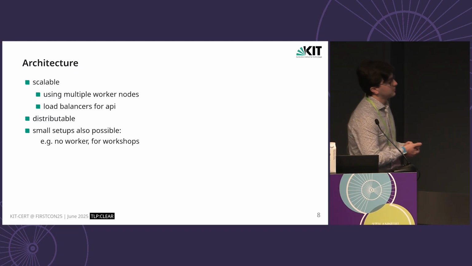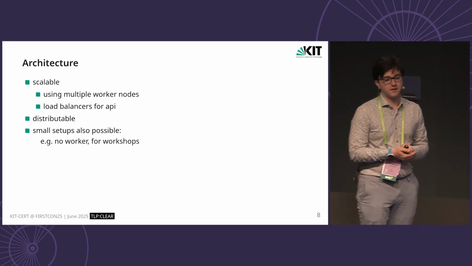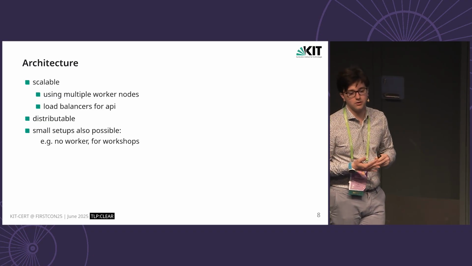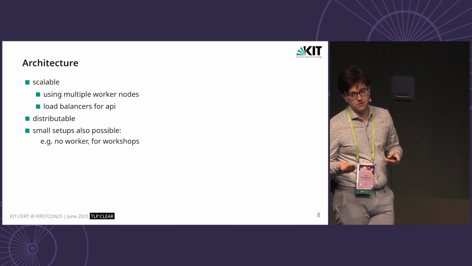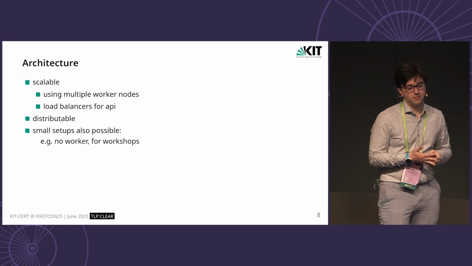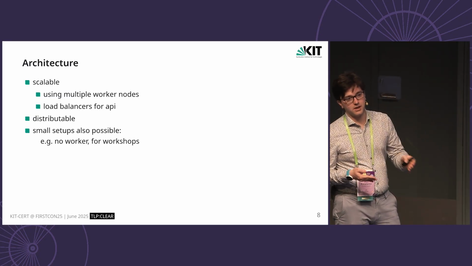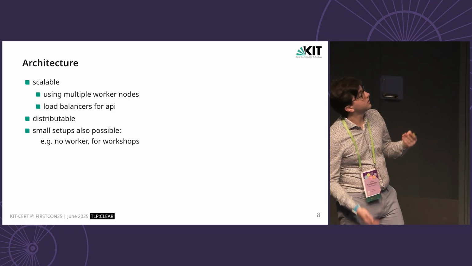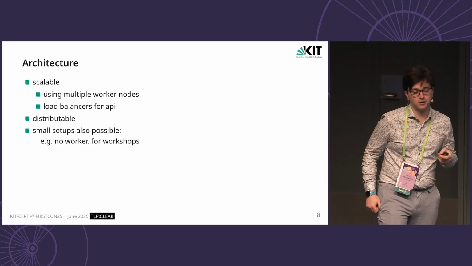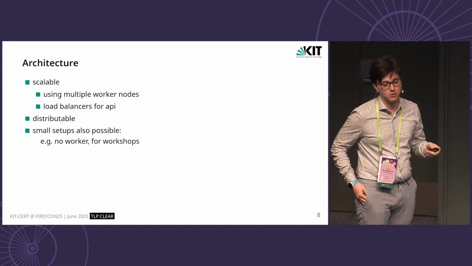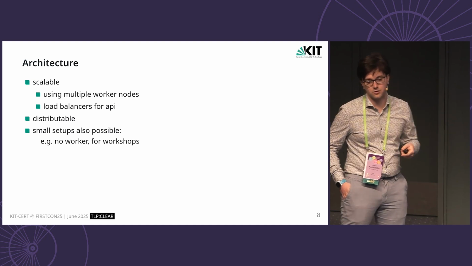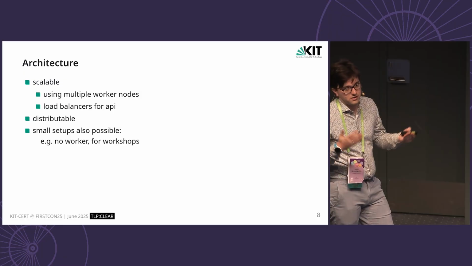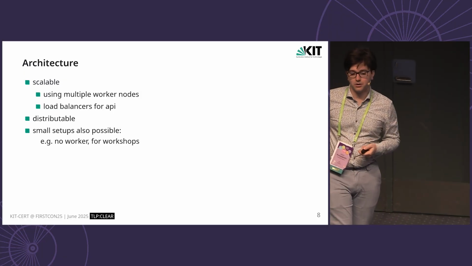So the key attribute of our architecture is that it is scalable in every direction. So if you have more CPU nodes or more RAM, you can increase your virtual machine. But you can also just deploy another machine next to it and use a load balancer. You can do that for the API and also for the worker nodes. Just deploy another worker node and connect it to the Redis database and you're good to go. And it's distributable because you just need another machine which has network.